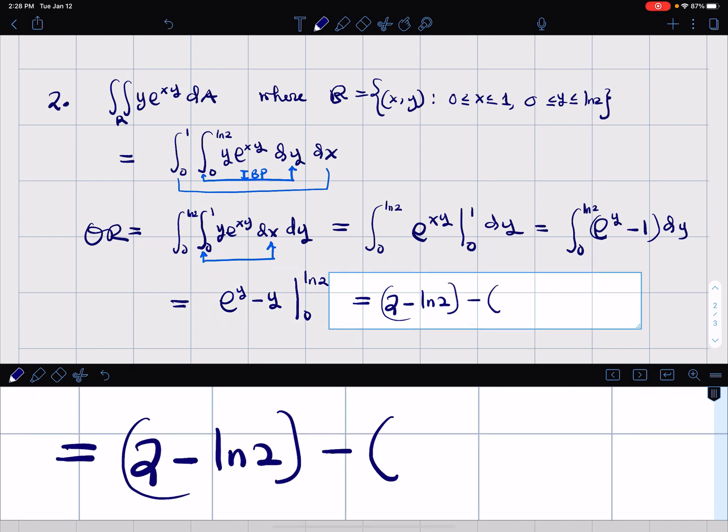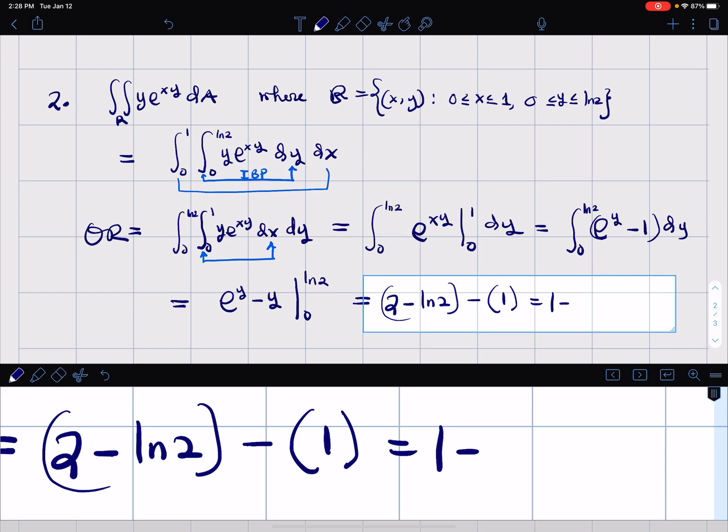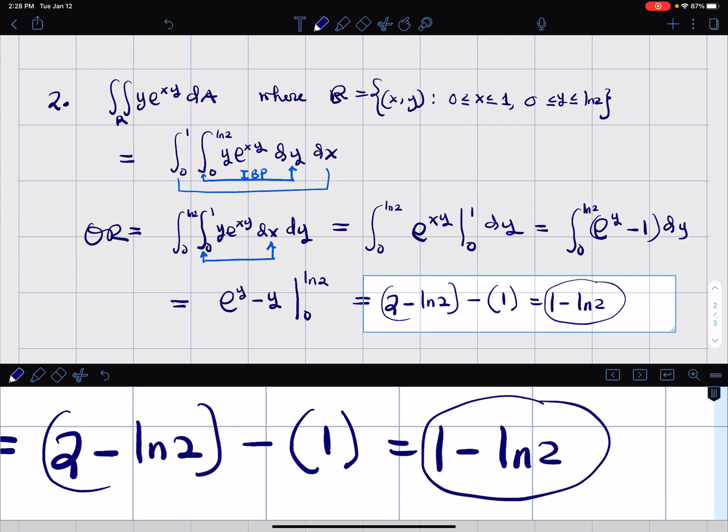And when you plug in 0, you get 1 minus 0. You just get 1. So this gives you 1 minus natural log of 2. That's your answer.